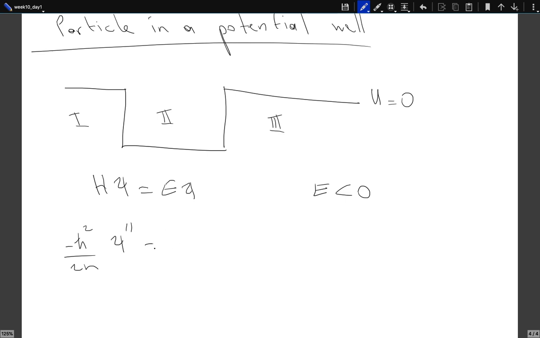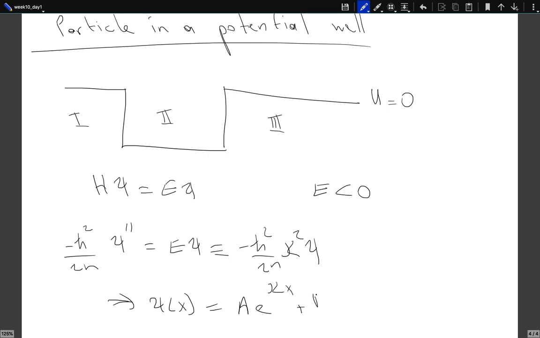The potential is 0. This should be E psi, which we defined as minus h bar squared over 2m times kappa squared psi. And then we said that this equation has a general solution of a times e to power kappa x plus b times e to power minus kappa x. But you see, the integral of psi squared from minus infinity to infinity should be 1. Well, if we have this term, this diverges as we go to x to minus infinity, so its integral will not be finite. So I cannot have this term.